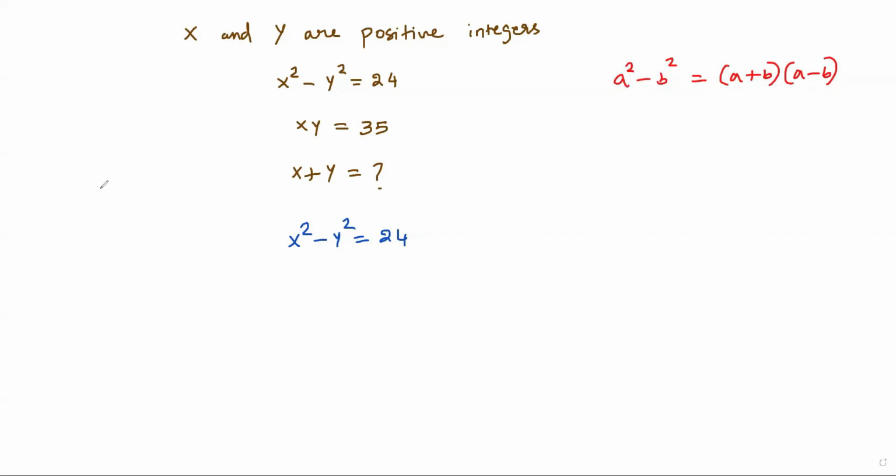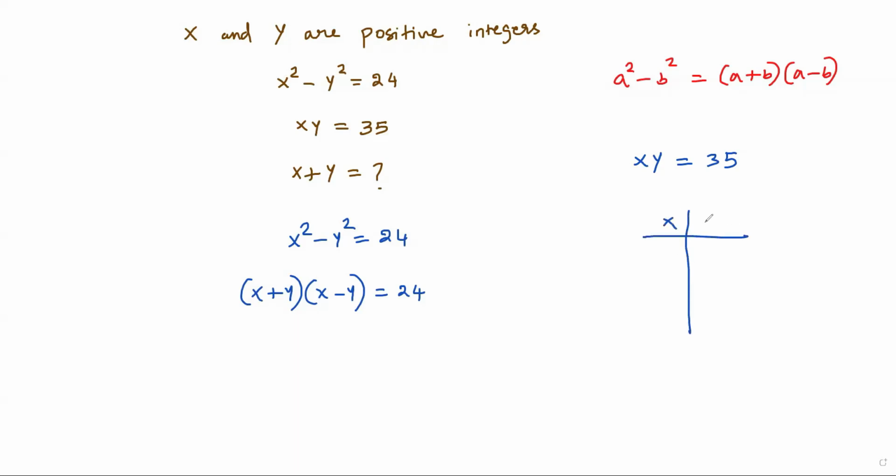Okay, now we can use the identity for this expression x squared minus y squared. Then the factored form of this expression is x plus y times x minus y equals 24. Here the product of these two quantities, x plus y and x minus y, equals 24. So we have to find the value of x plus y. There is another piece of information, that x times y equals 35. And also the question says x and y are positive integers.